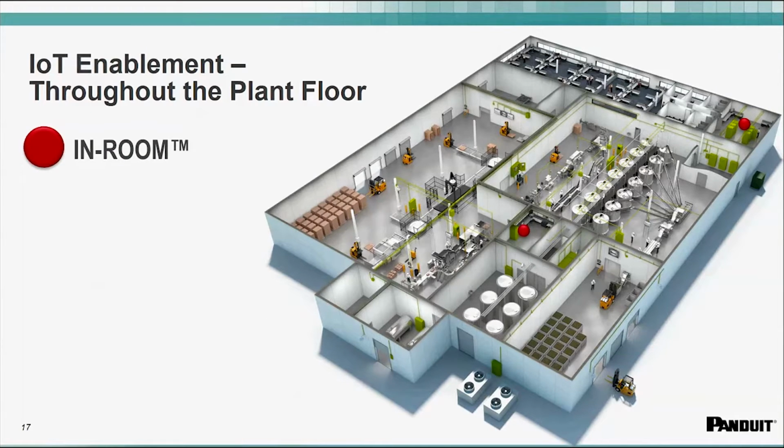Panduit has simplified physical network deployment by classifying products and network building blocks into groups that are called the 5 Ins. The term "in" stands for industrial. The first in is in-room. This is typically a control room, telco closet, or part of a data center.